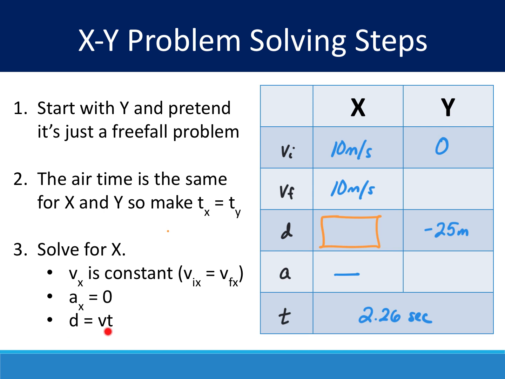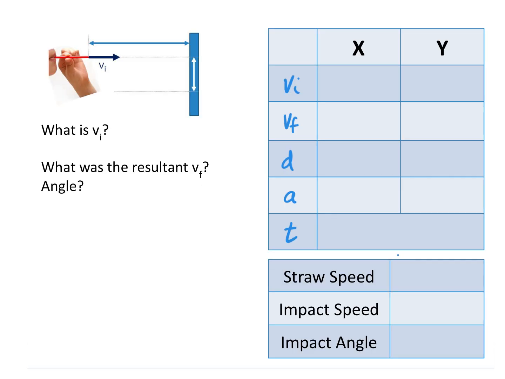We can use our distance is equal to velocity times time equation. So we're going to plug that in. We want to solve for the distance in x. We know the velocity in x is 10 because it doesn't change. There's no acceleration. And we know the time is 2.26 seconds. Therefore, the distance it travels horizontally is 22.6 meters. All right, hopefully that makes sense.